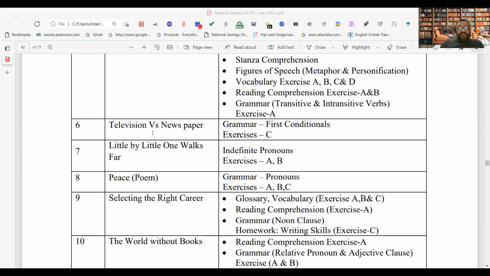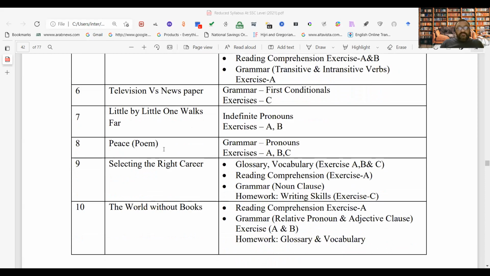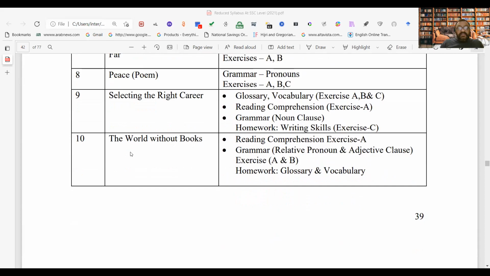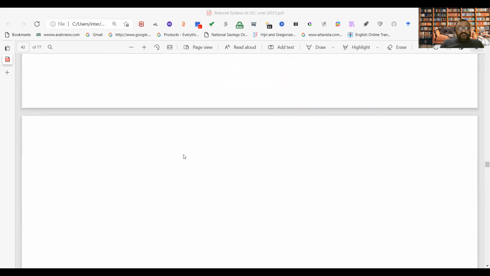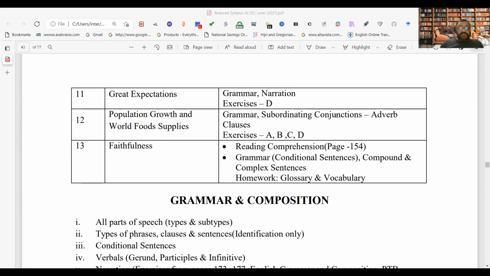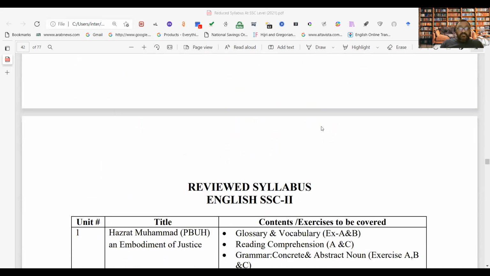Number 6, Television versus Newspaper. Number 7, Little by Little One Walks Far. Number 8, Peace, a poem. Number 9, Selecting the Right Career. Number 10, The World Without Books. Number 11, Great Expectations. Number 12, Population Growth and World Food Supplies. Number 13, Faithfulness.